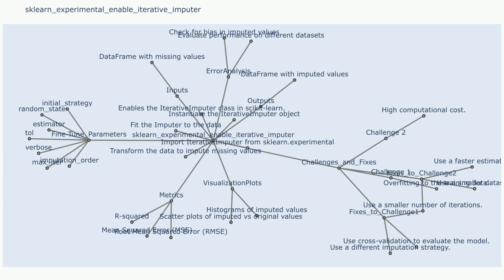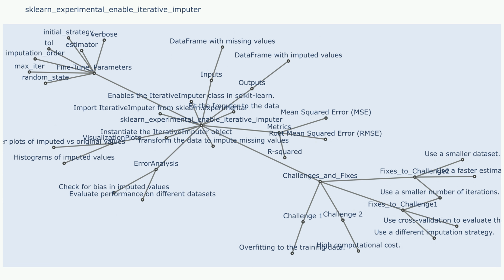This approach is particularly useful for situations where the missing values are not randomly distributed but have a relationship with other features in the dataset. Inputs. X. This is the input feature matrix containing missing values. It should be a NumPy array or a pandas data frame.